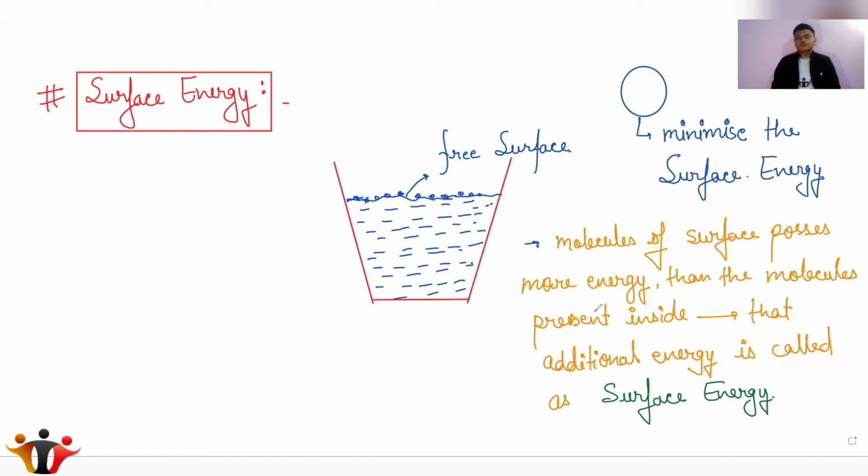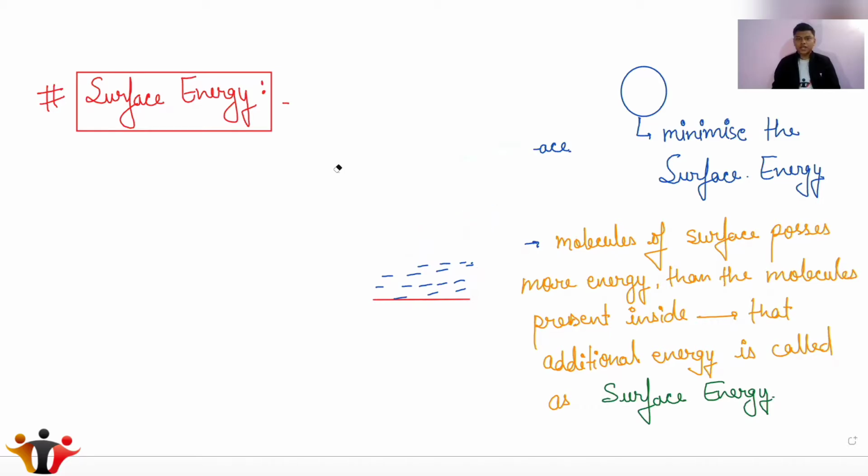Now we will study this concept with the help of an example. Let us remove all of this. I'll just rub it out.